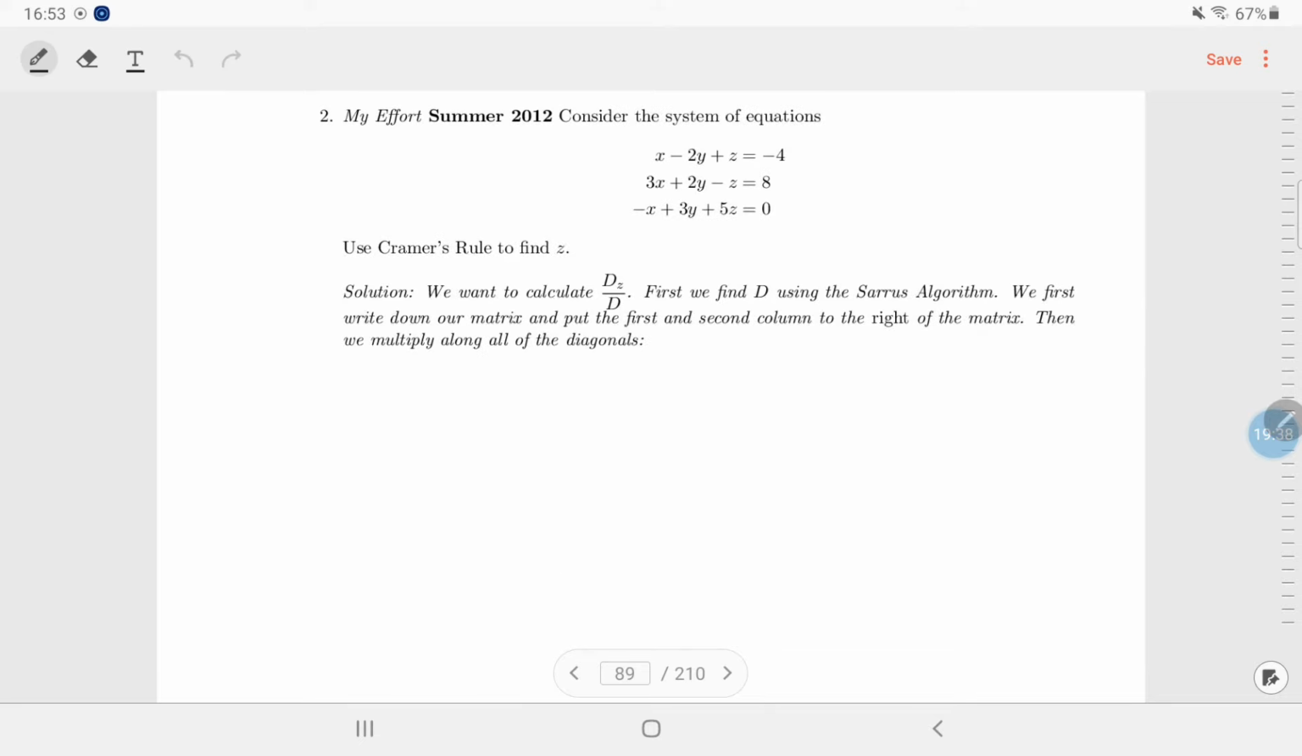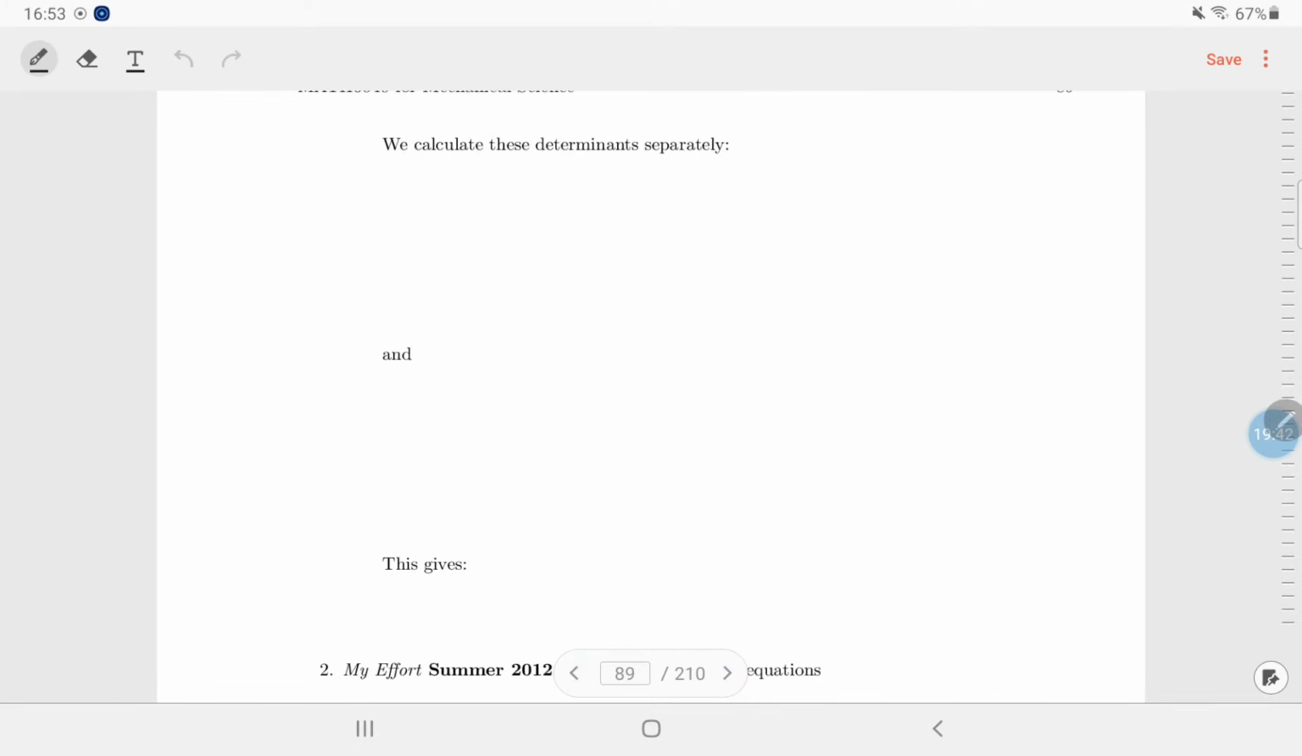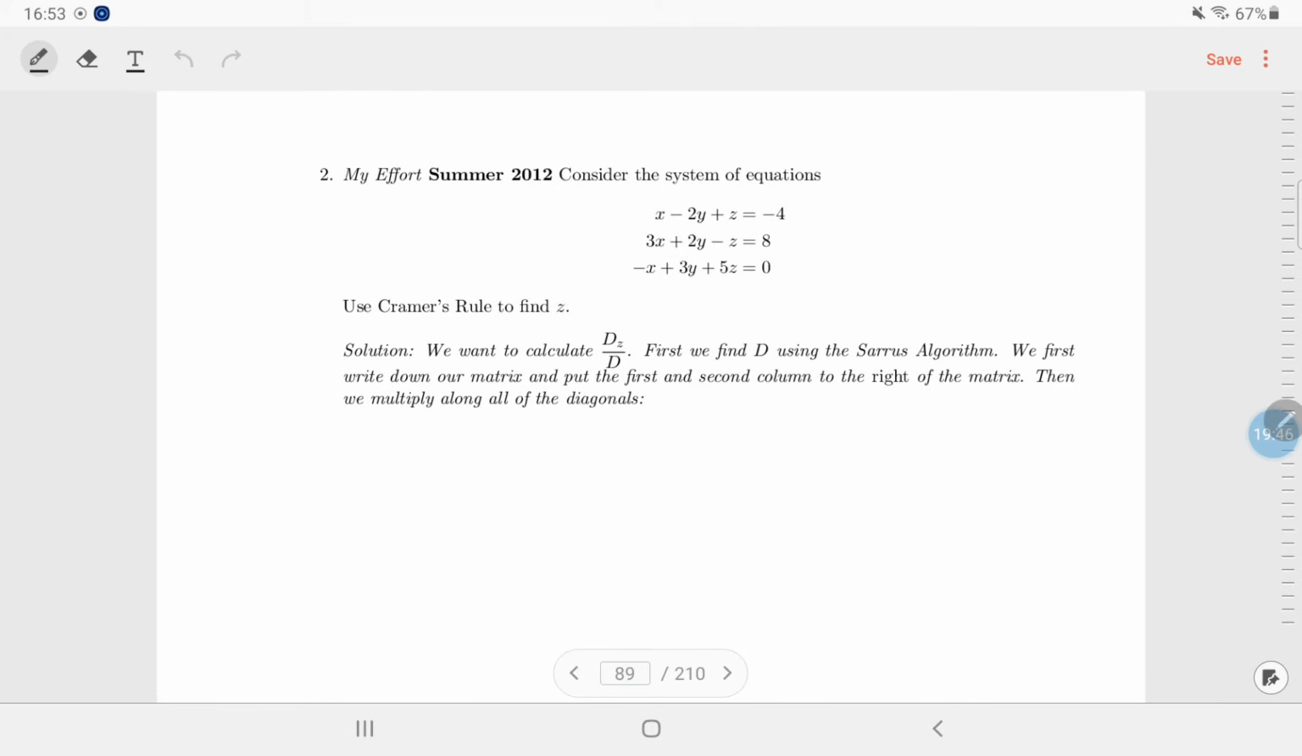Now we're going to let you try one here, and there are instructions on it. I want you to pause it and do it yourself, and when you're finished you can unpause it, and I'll be going through it a bit quicker this time. Okay, so I'm back now. If you haven't tried it, pause now, otherwise here we go. You want to find z, so you do dz over d. So d is quite easy.